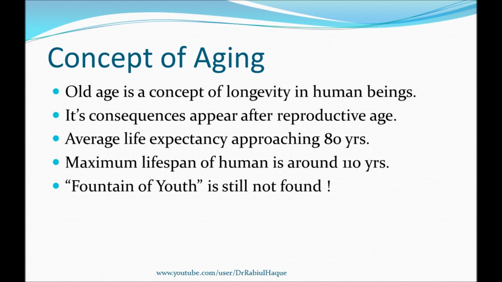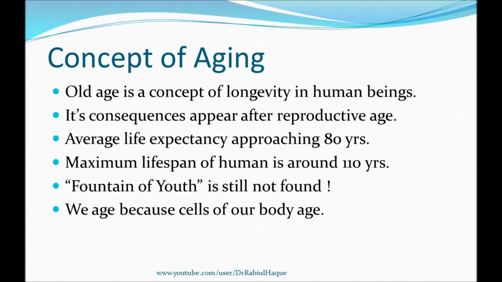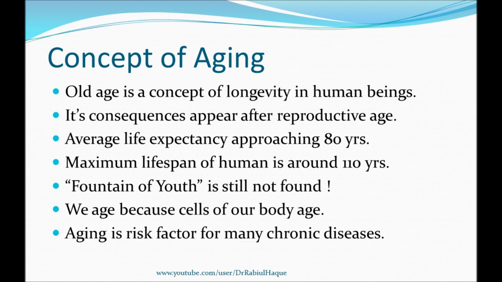So why do we age? Human beings age because the cells of our body age. And although whenever we talk about aging, we mainly focus on the cosmetic manifestations of aging, but always remember, aging has even more important health effects. For example, many of the chronic diseases occur in old age. So aging is one of the strongest independent risk factors of some chronic diseases like ischemic heart disease, Alzheimer's disease, cancer, etc.